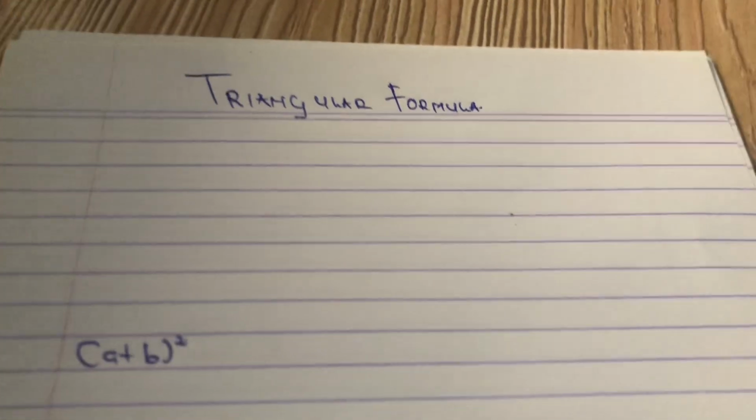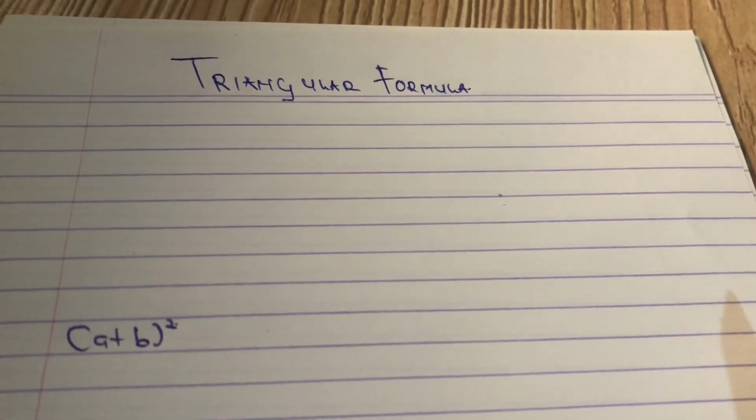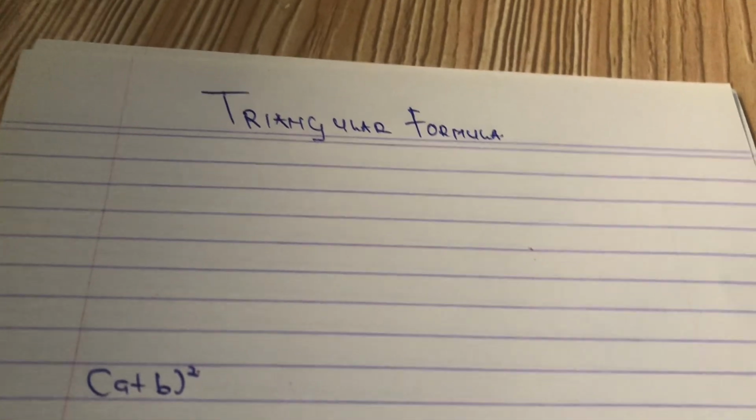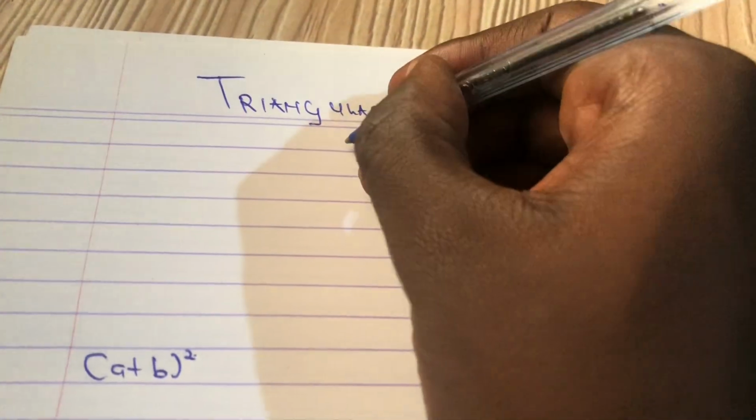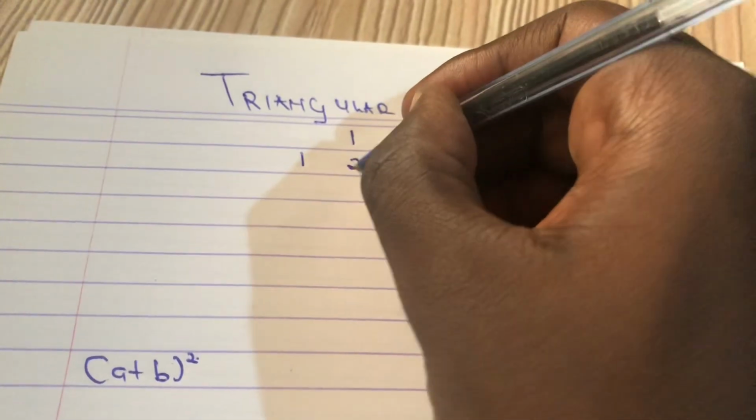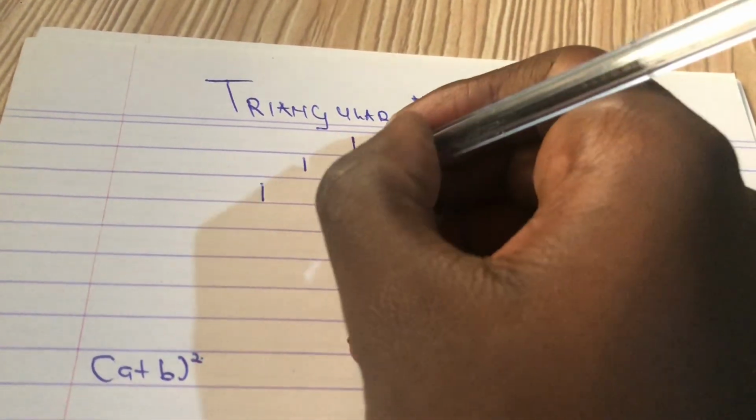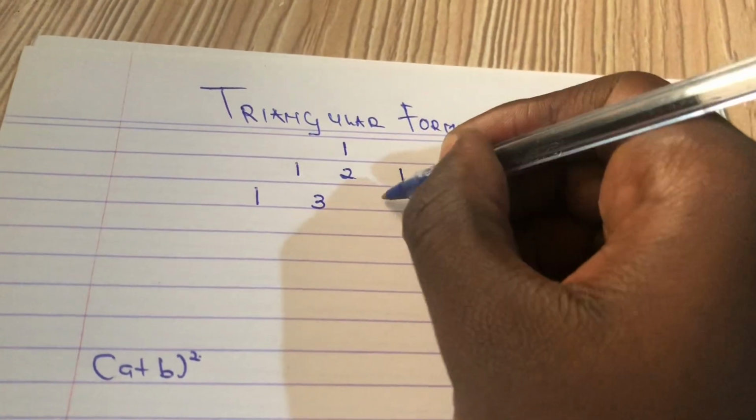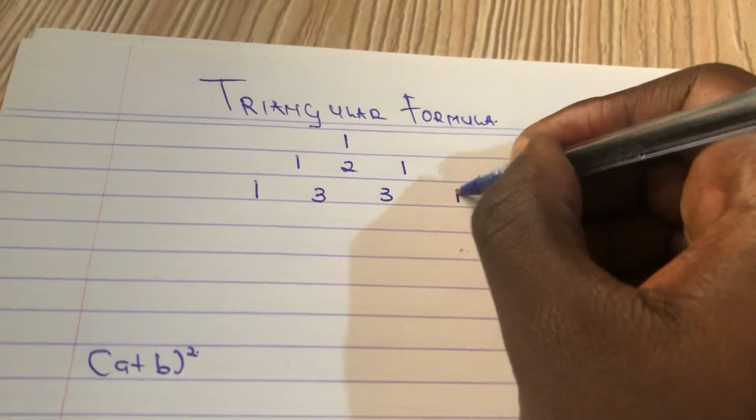So today we are going to learn about the triangular formula and how to use it. Let's see how the triangular formula works. You put a 1 here. After you put a 1 on the side, a 2 and a 1. A 1, you add 1 plus 2 is 3. 2 plus 1 is 3. And you put a 1.